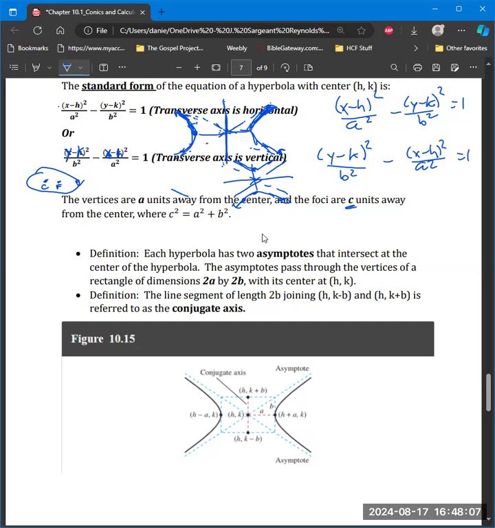Did not mention this before, but we'll mention it now. I talked about eccentricity of everything else, and the eccentricity of a hyperbola here is going to be greater than 1. So check that in the book. I'm pretty sure that that's correct.